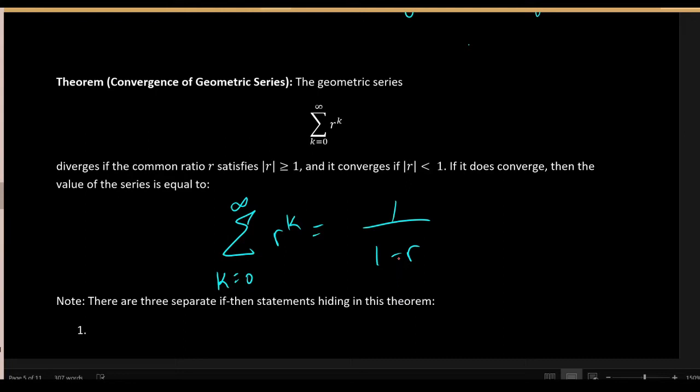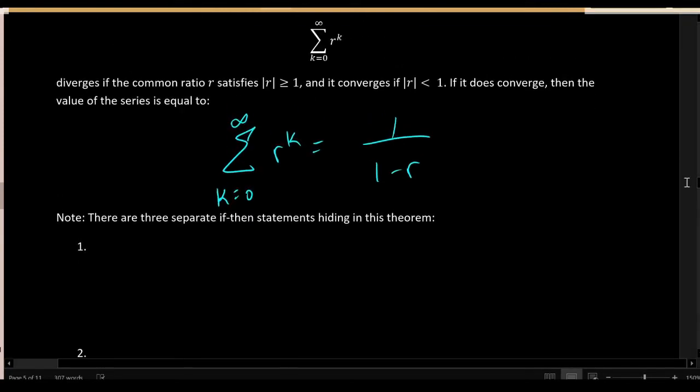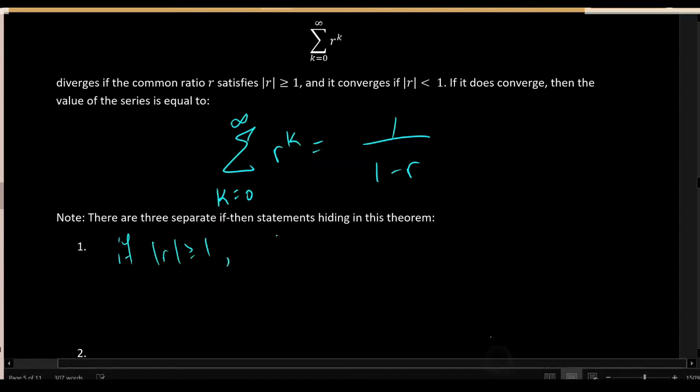Now, pay close attention here. In this one theorem, there are 3 separate if-then statements. The first thing that this theorem is telling us is if the common ratio is large, so here's the hypothesis, then this series diverges. So this is part 1, the first thing that this theorem is saying to us.